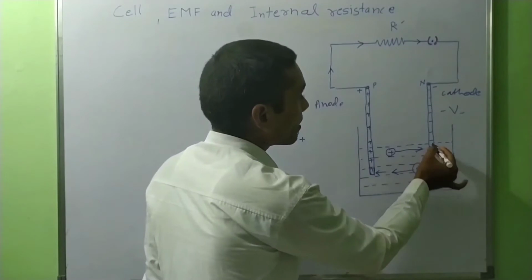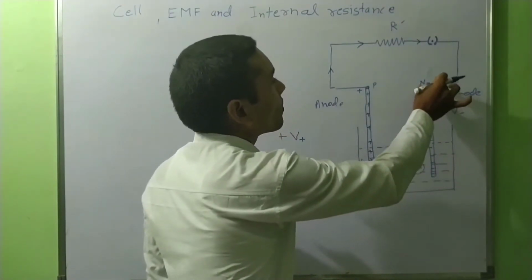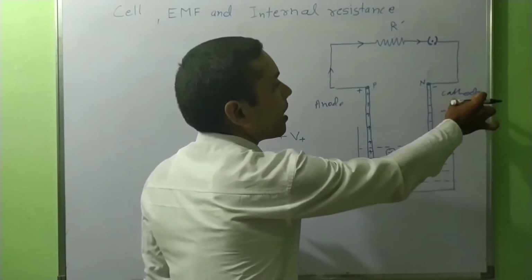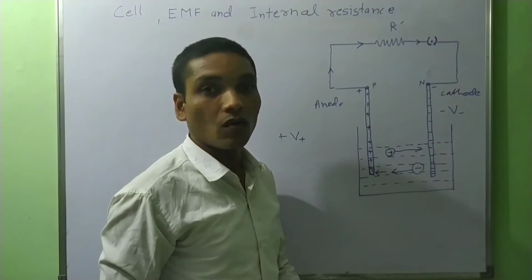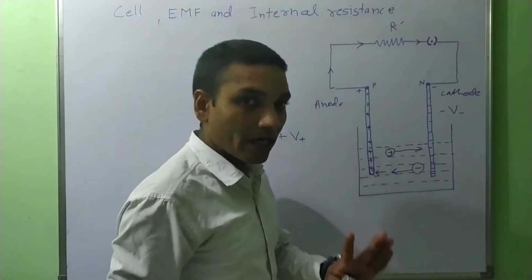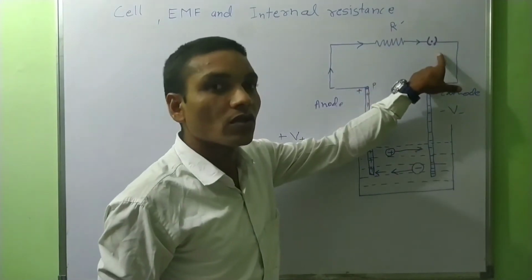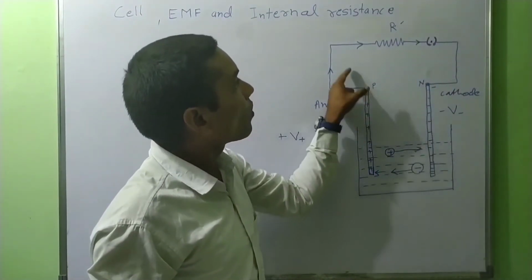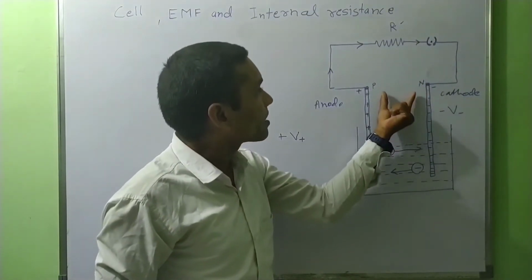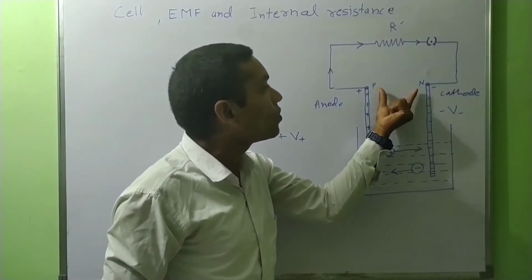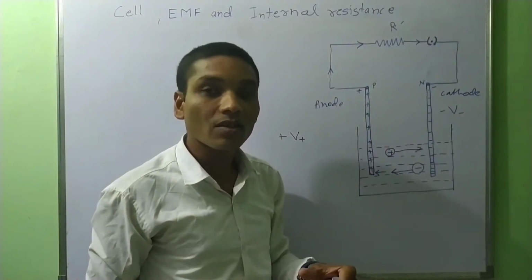That's why here the negative charge or the negative potential of the negative electrode, or cathode, will decrease. Now the conclusion is that when this circuit is closed, then current will be flowing through the external circuit. Then the potential difference between the two electrodes will decrease.